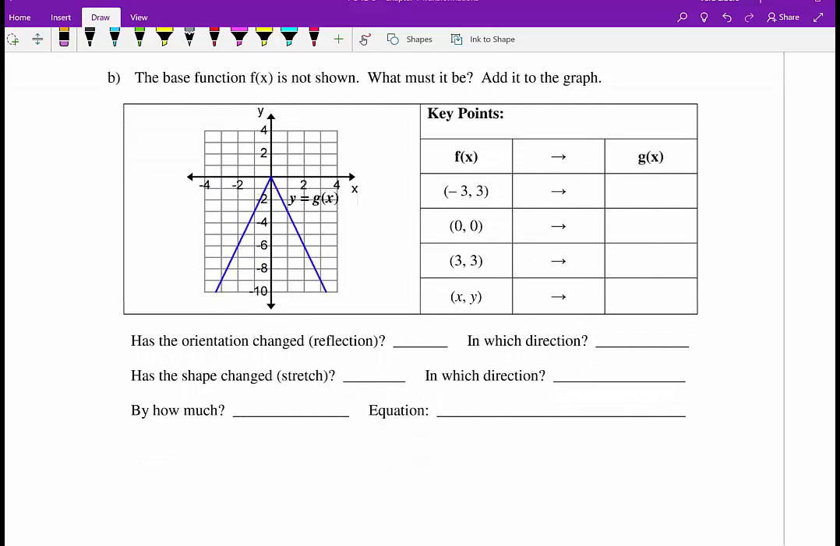All right, and let's go to the B section for this. Okay, so we have a base function, f of x, which is not shown on the graph. What must it be? And then add it to the graph. Well, we're given the key points of our base function. Our base function f of x has key points at (-3, 3), so I'm going to do that in red. So (-3, 3), (0, 0), and (3, 3). All right, I'm just going to write those coordinates in.